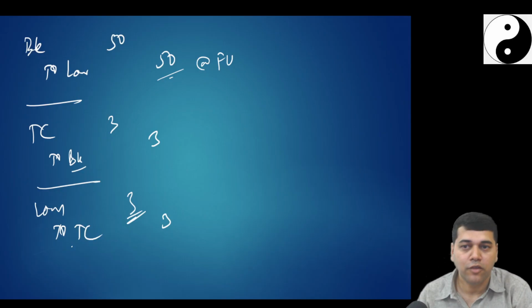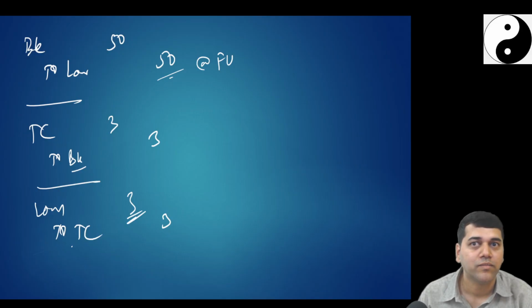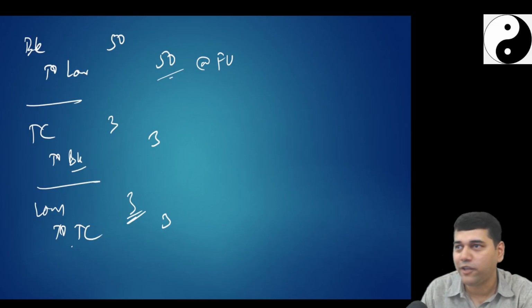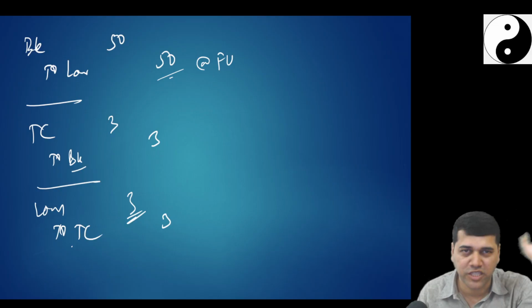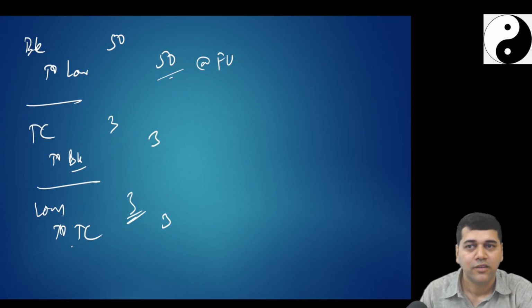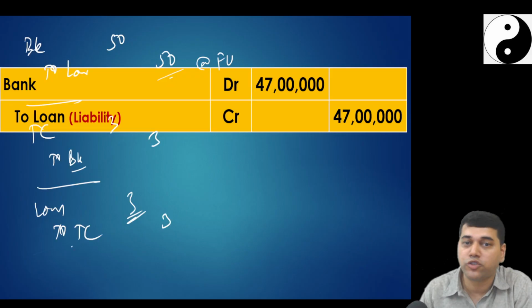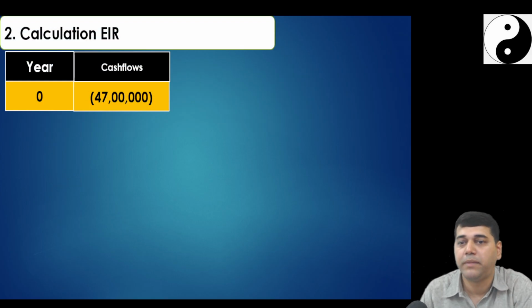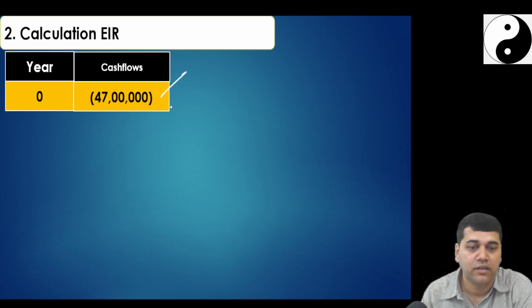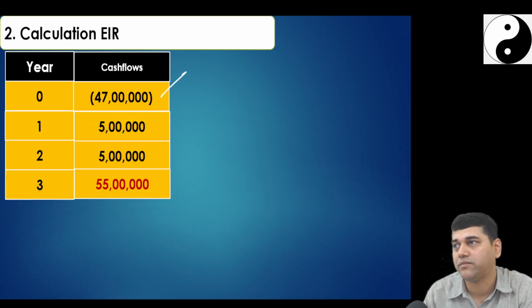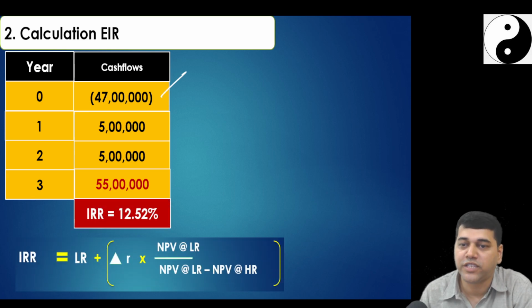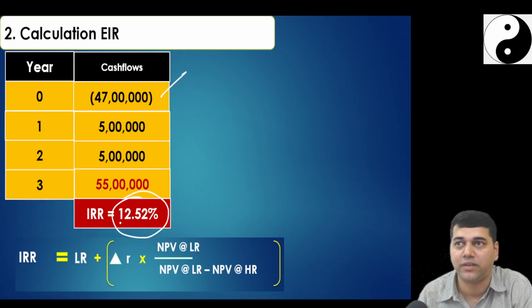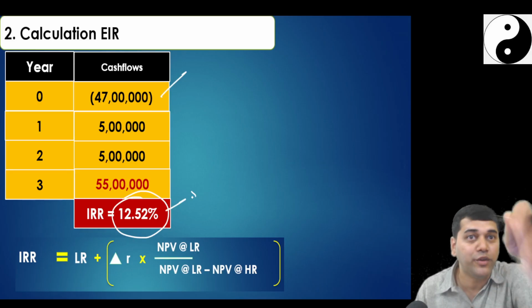Perfect. Now I need an EIR. Have they given it to me? So you need not calculate. Again, you need not calculate in any of the questions. Okay, in the exam, maybe one question may be there, we'll see. So you understood why I'm passing this 47 lakhs? If at all I have to calculate, how do I calculate? My cash inflow is 47, outflow will be 5, 5, 55. So I use this equation and say my EIR is 12.52%. Are you clear? This is what they give you in the examination question.